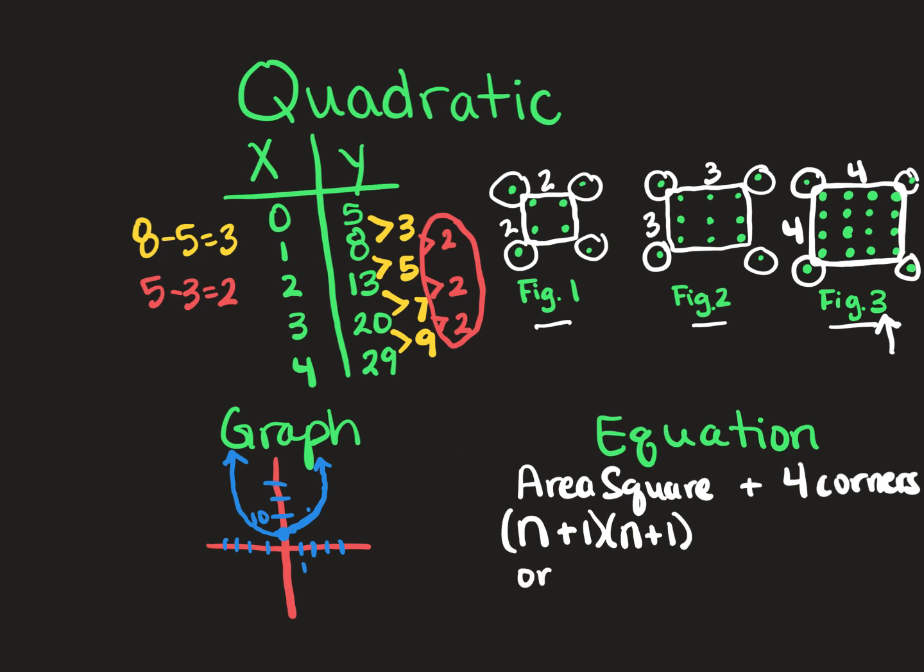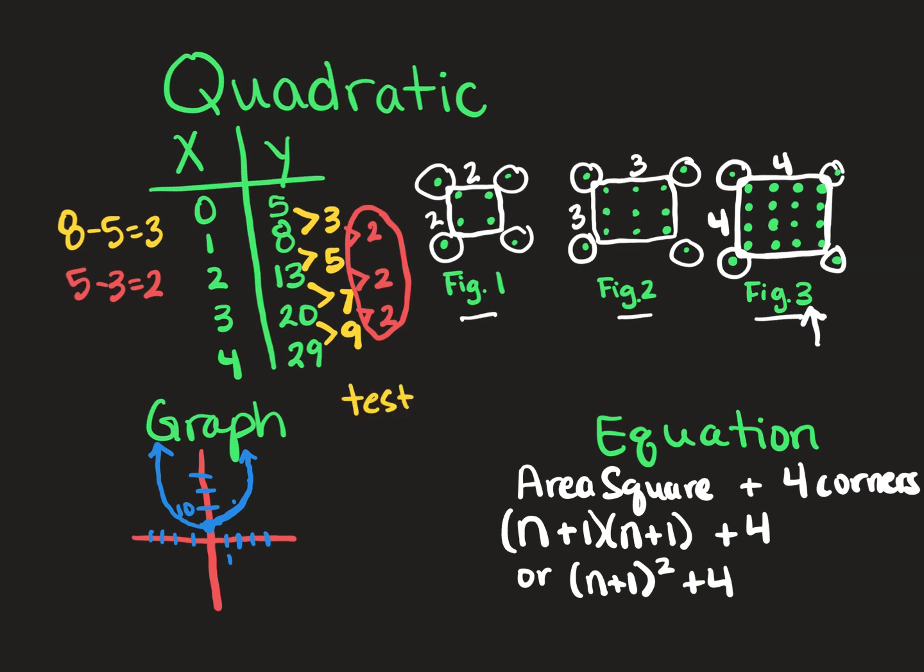Or I could have written it as n plus 1 to the power of 2, showing that it's multiplied by itself. With the corners, it looks like there's always 4 corners. As the picture grows, those don't change. So that's going to stay a constant, plus 4. So again, the n plus 1 times n plus 1 gives you the area of the square, and then the plus 4 gives you the 4 corners.